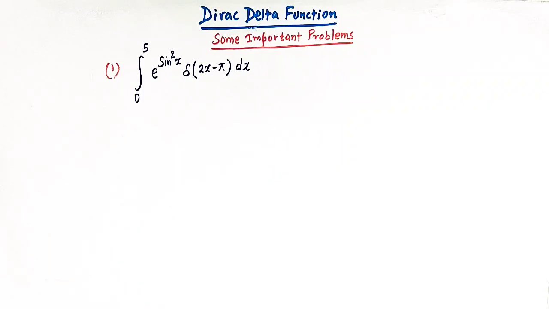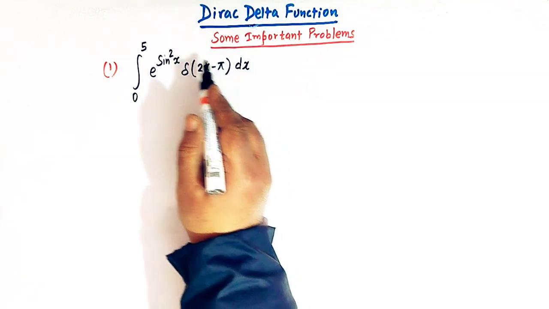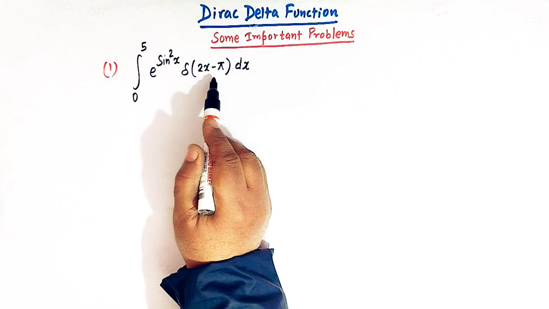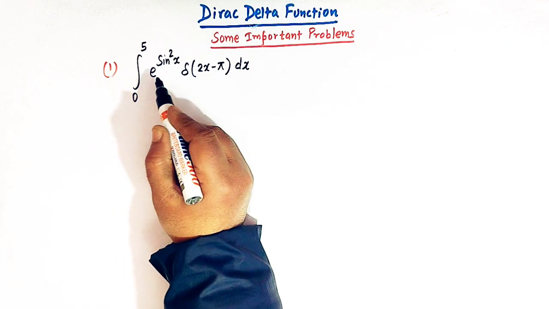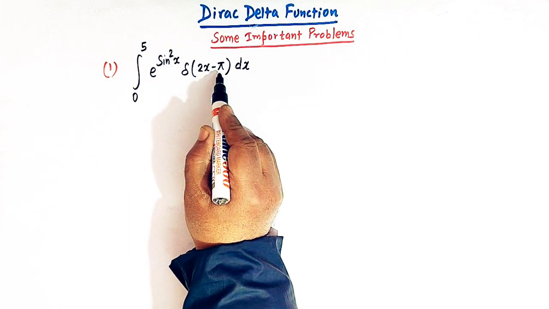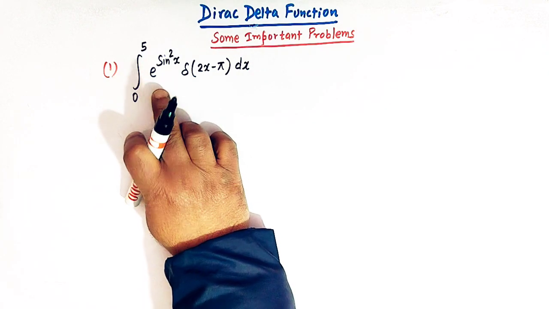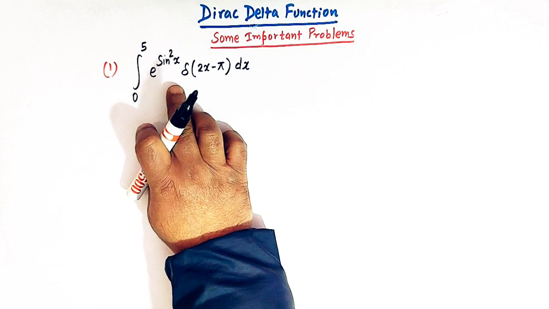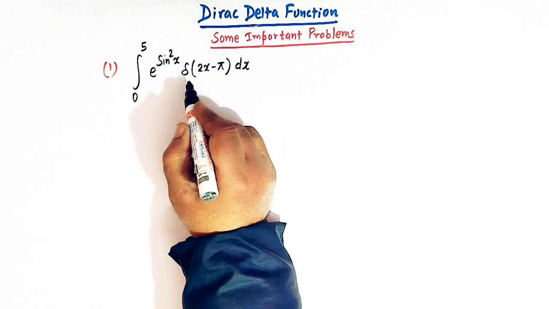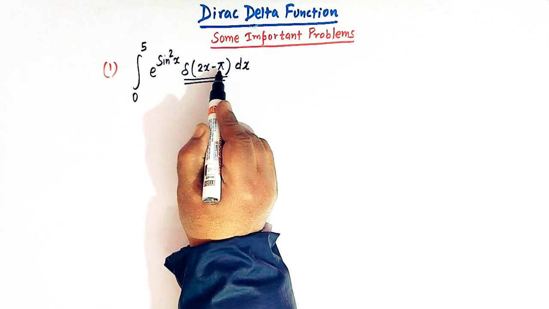Hello viewers, in today's session we are going to discuss some important problems related to a Dirac delta function. So here we have to compute this integral involving the Dirac delta function. So we have the integral from 0 to 5 of e raised to sine square x and delta of 2x minus pi dx, right? Now see, to find the value of this integral, let us first look at this Dirac delta function. Here we have delta of 2x minus pi.